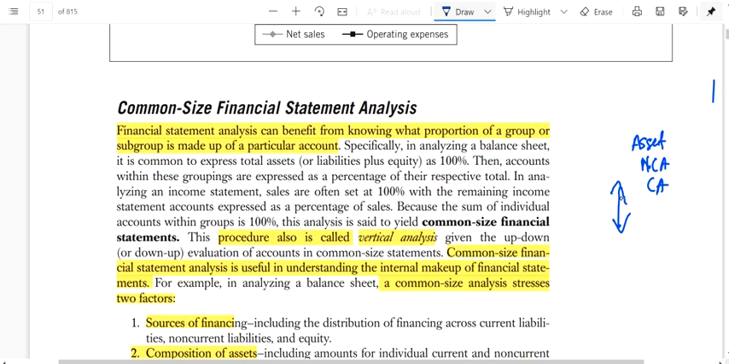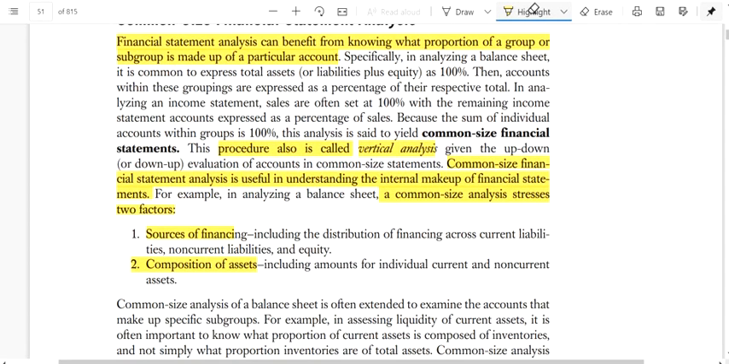Okay, so a common size analysis stress two factors that are sources of financing and composition of asset. So sources of financing including the distribution of financing across current liabilities, non-current liabilities and equity. Composition of asset including amounts of individual current and non-current asset.